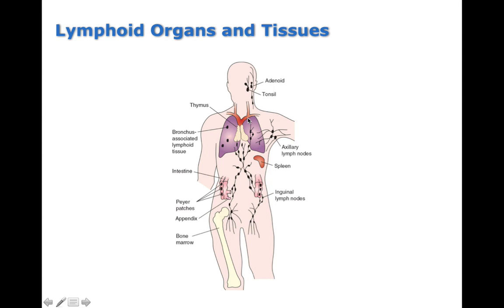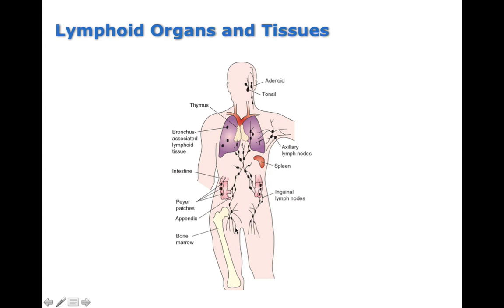Now, this also includes lymph nodes. So if you notice these little darker blebs along the way, those would be the areas where you find lymph nodes in higher concentration. And lymph nodes have germinal centers for B cells and macrophages, and they also have areas for T cells to hang out.